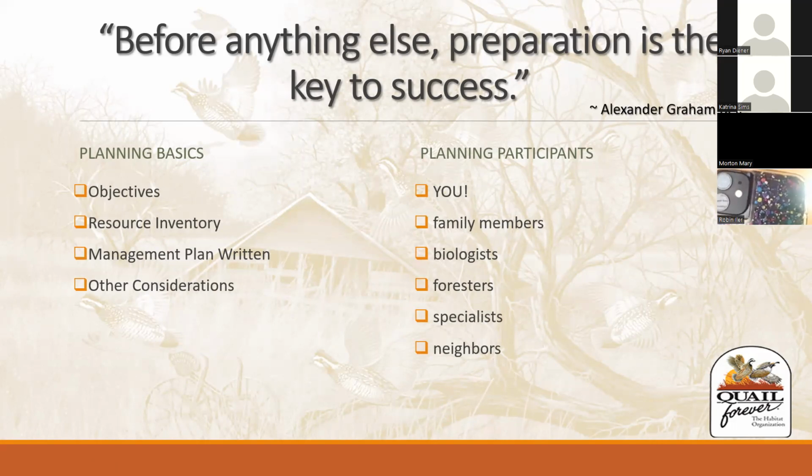So number one, that's you. It's your property. You're going to be the one that's ultimately deciding what exactly happens there. Family members can become important if you are hoping to one day pass the property off to your children, or perhaps the property is in a family trust. Those family members that are involved need to be actively participating in that planning. And then you've got biologists, foresters, and other specialists, so wetland specialists and soil specialists, that all get involved in this process.